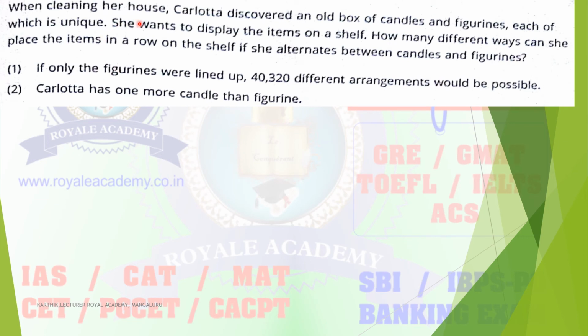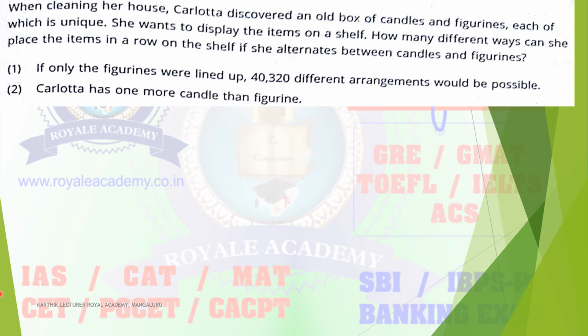When cleaning her house, Carlotta discovered an old box of candles and figurines, each of which is unique. She wants to display the items on a shelf. How many different ways can she place the items in a row on the shelf if she alternates between candles and figurines? From which statement alone can you answer the question, that you have to determine.